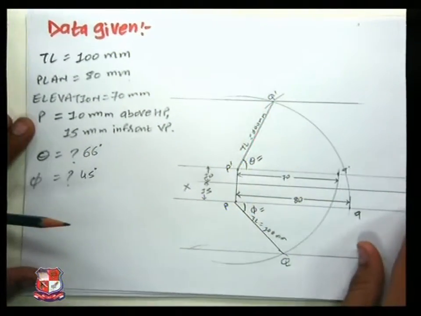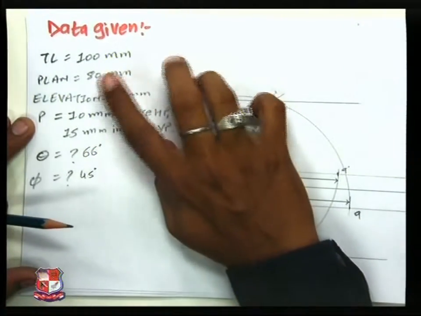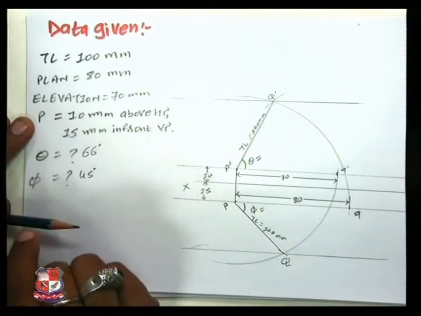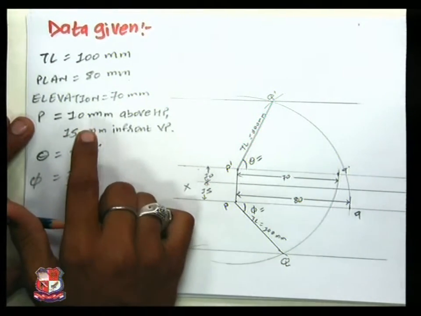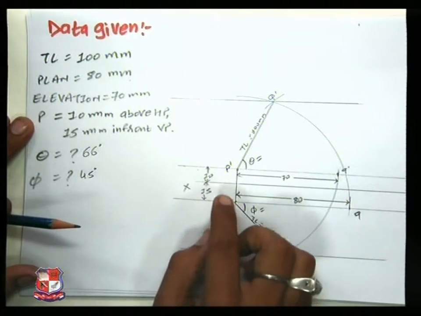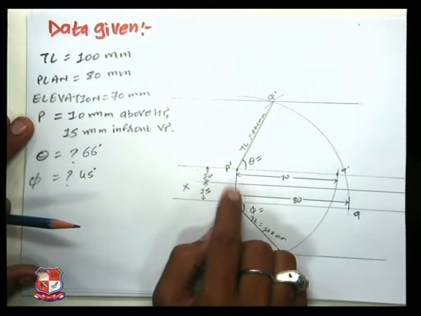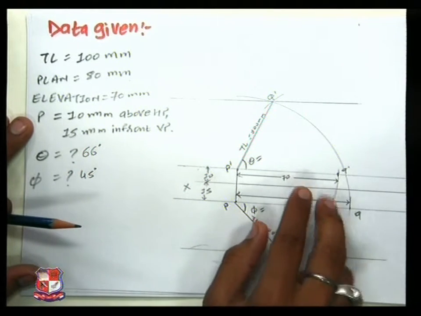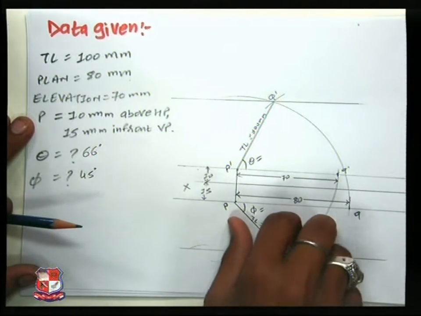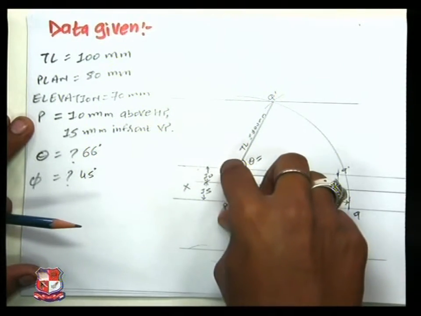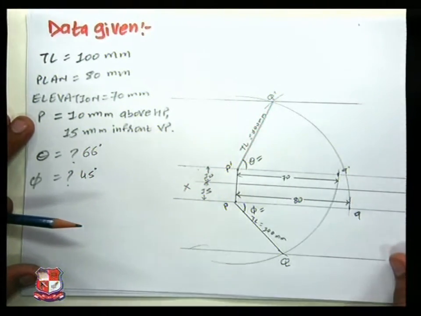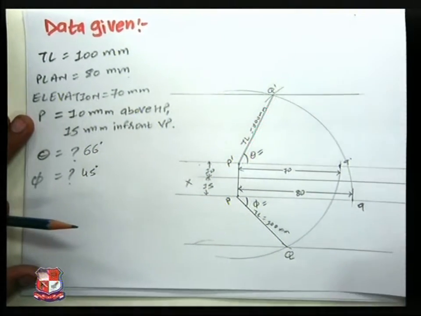These are our given data. True length is given as 100 mm, plan is given as 80 mm, elevation is given as 70 mm. Location of point P, 10 mm above HP, 15 mm in front of VP. First of all, we traced this point P, then drew the plan and elevation, took the arcs accordingly and measured the intersecting arc as 100 mm. This is how we have traced the projections of a line. We will see our next problem.